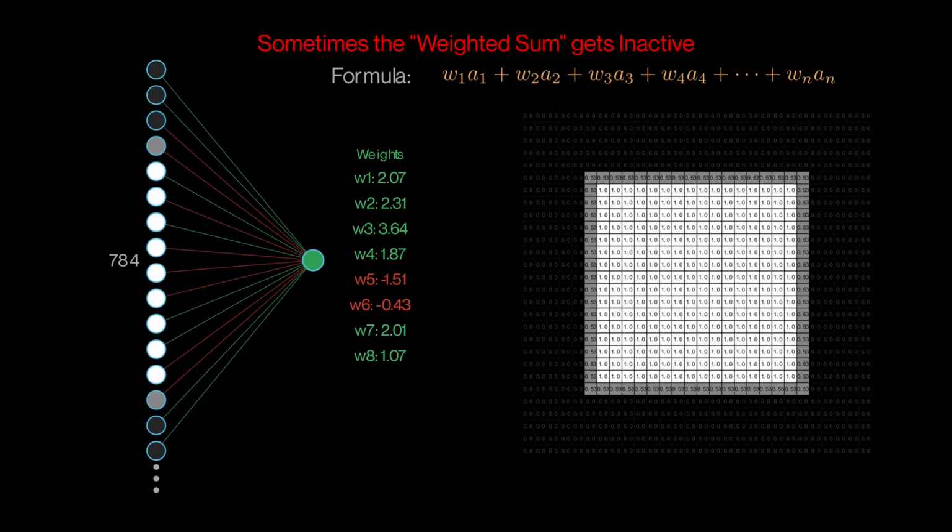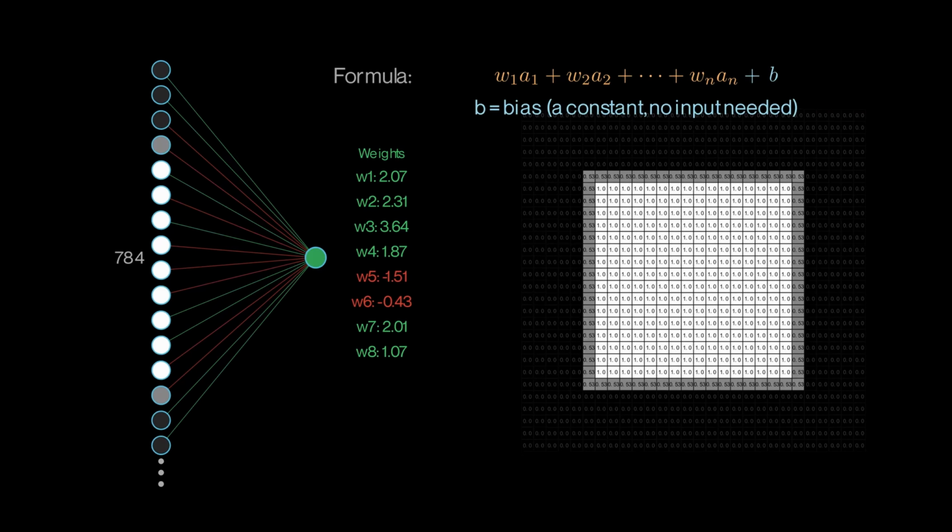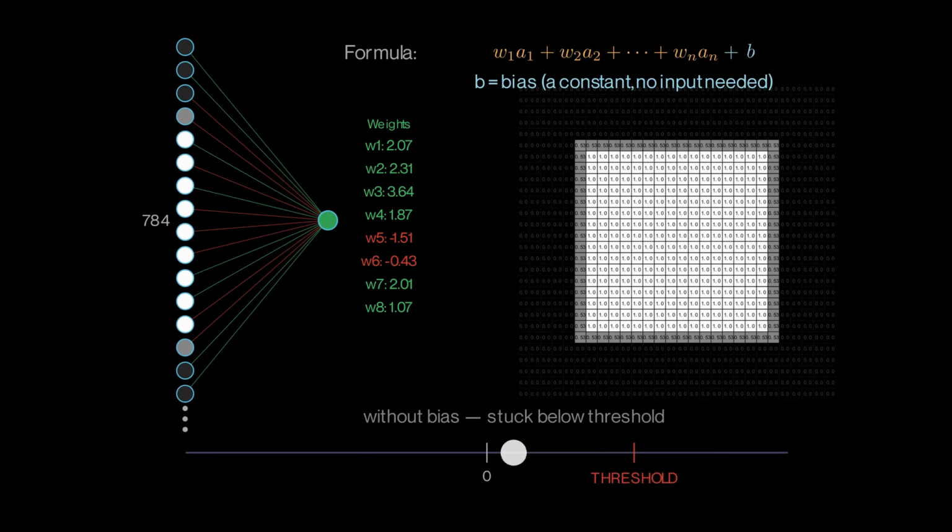Sometimes the weighted sum gets inactive as it starts random, which eventually disrupts the network from proceeding. To stop that, a term called bias is included. Bias basically prevents neurons from getting stuck by giving them a baseline level of sensitivity independent of the input.